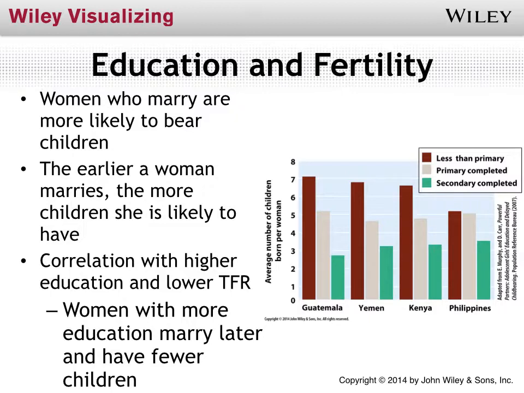The brown bar is less than a primary education. The gray bar, whatever color that is, is a lower birth rate for women that have at least a primary education. And then notice the birth rate's even lower for women that have completed a secondary education. So primary would be the kind of elementary school for us. Secondary would be at least kind of getting through high school.